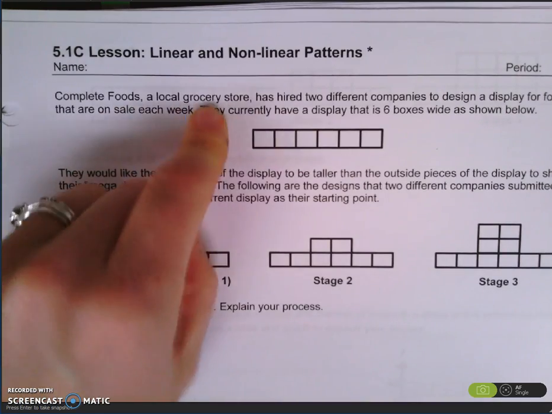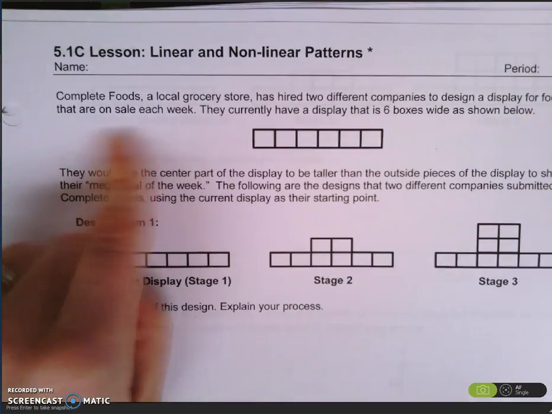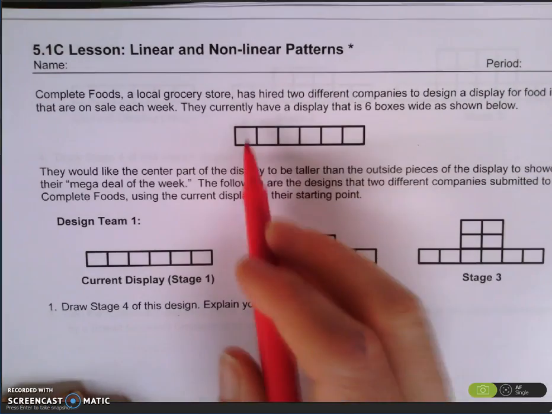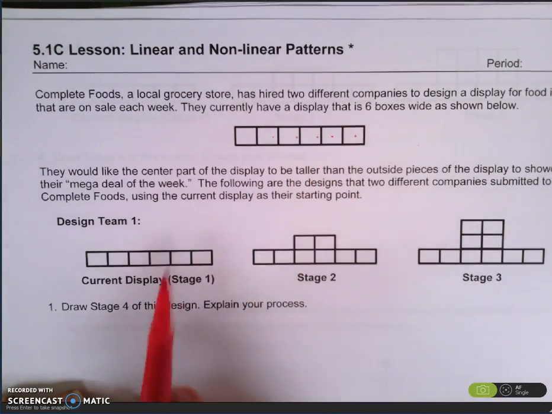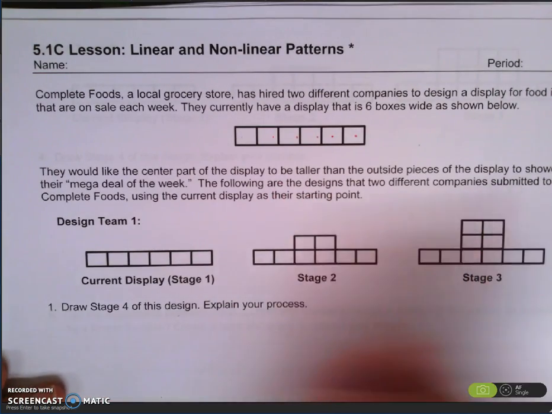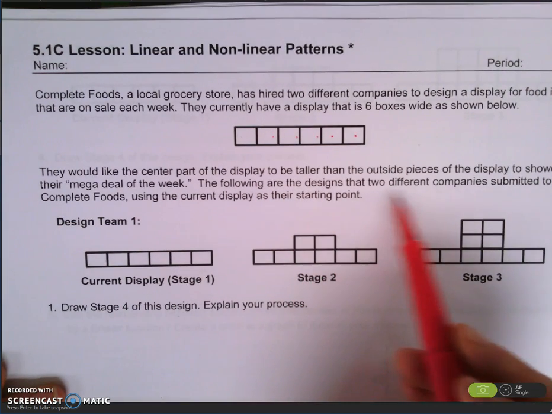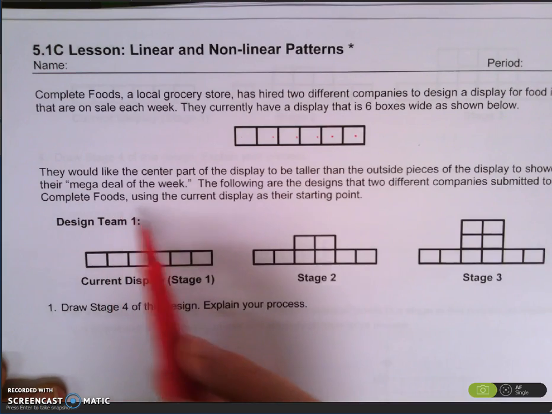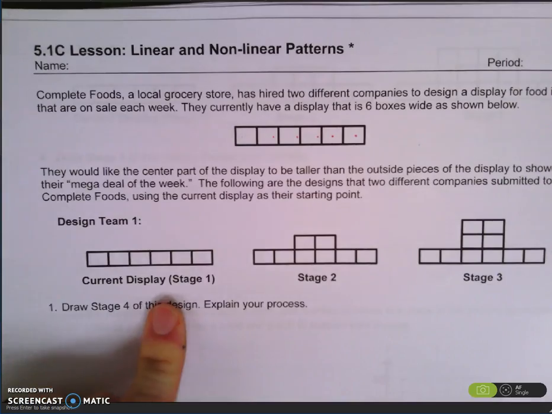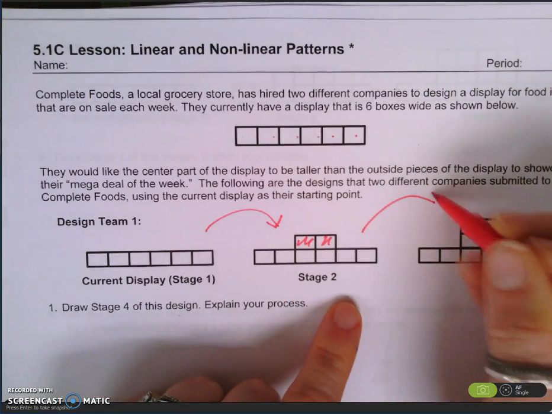A local grocery store has hired 2 different companies to design a display for food items that are on sale each week. They currently have a display that's 6 boxes wide and shown below. They'd like the center part of the display to be taller than the outside pieces to showcase their mega deal of the week. The following are designs that 2 different companies submitted to Complete Foods, using the current display as their starting point. So this is stage 1, and then we go to stage 2, and then we go to stage 3.